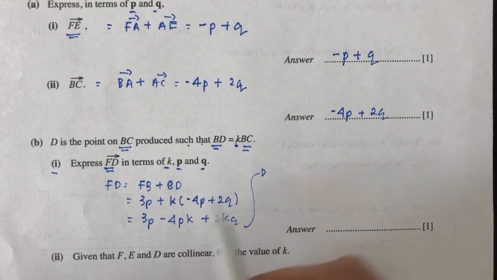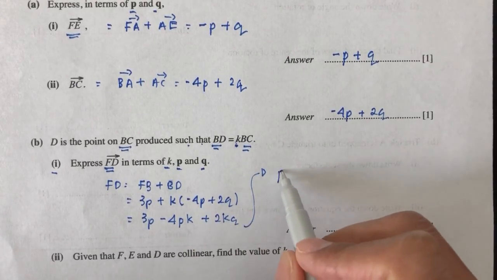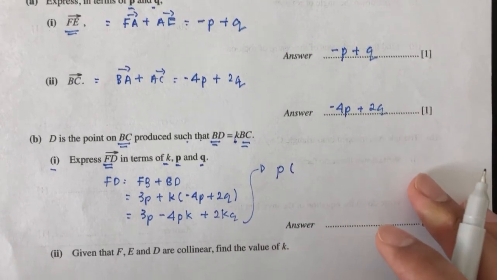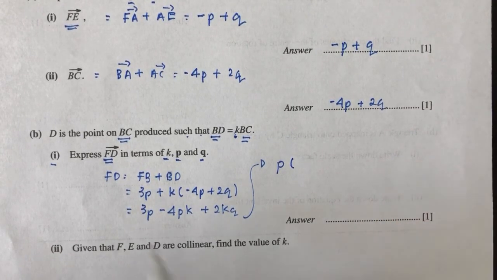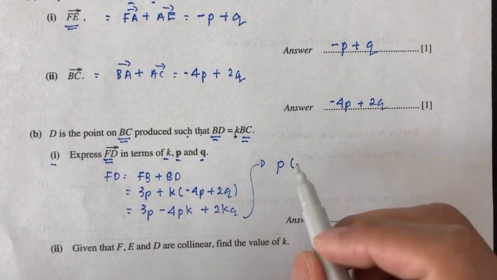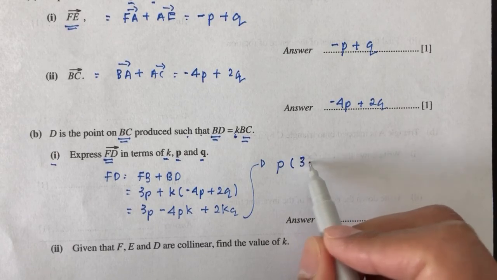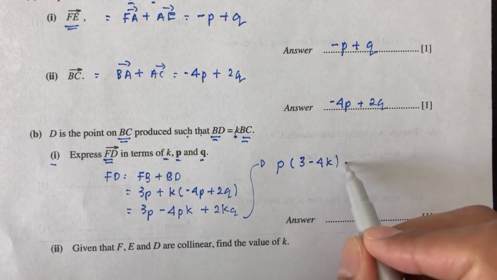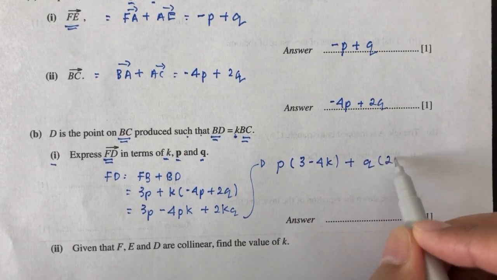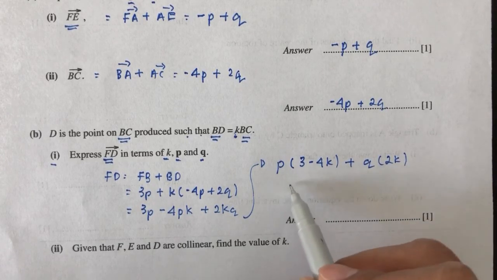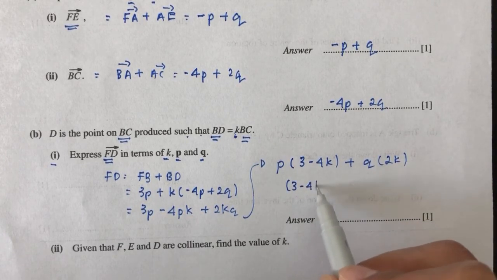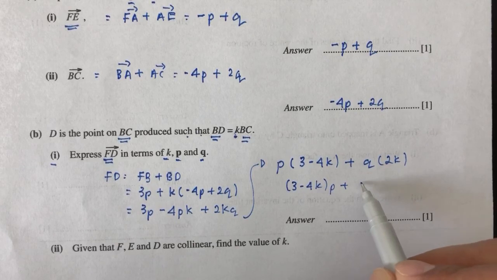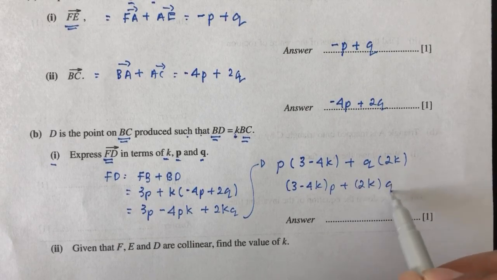Let's group the P's together. We have P, and here what do we have? We will have 3 minus 4K, and Q will be 2K. So your answer, we have to write it in this form: (3 minus 4K)P plus 2KQ. And that is your answer for part 1.